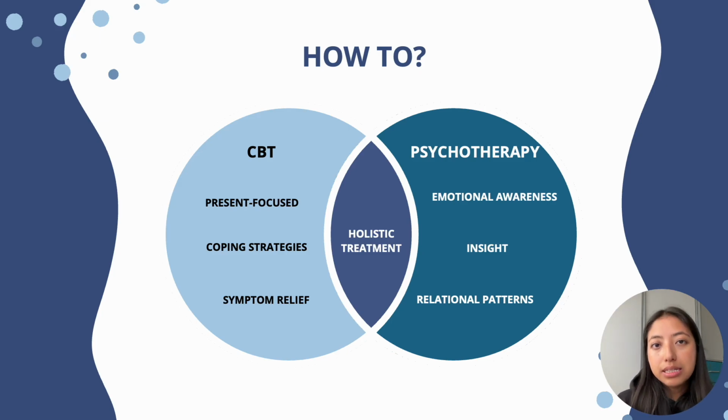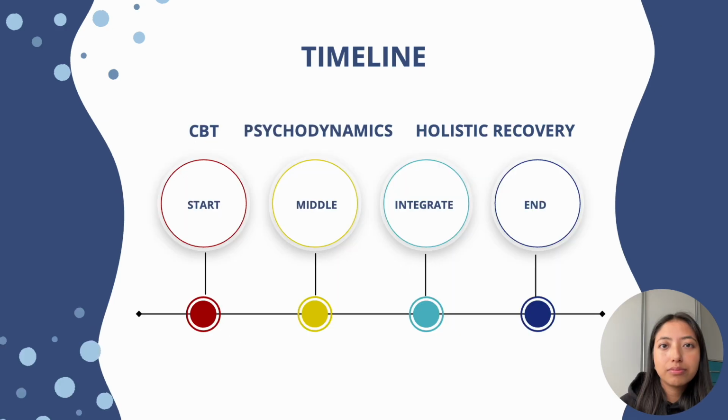For example, CBT focuses on working with negative thoughts and behaviors to relieve the symptoms, whereas psychodynamic therapy looks at deep emotional and relationship patterns. Combining both these approaches, we get a well-rounded treatment that addresses both short-term relief and long-term healing. So the timeline could go something like this.